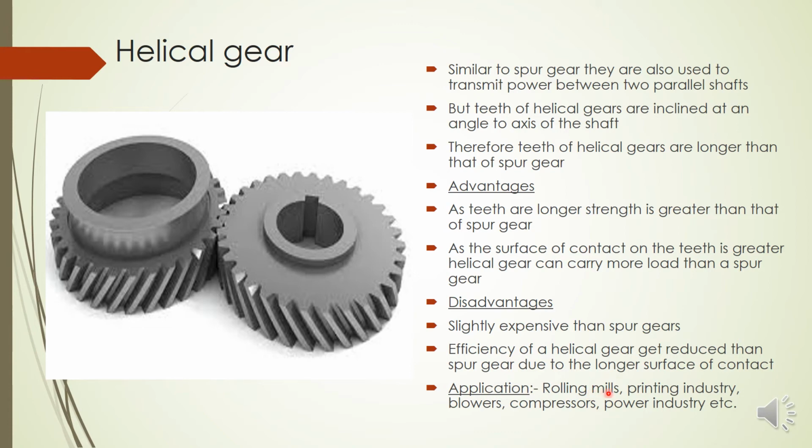As for application, they are mainly used where strength is more important than cost, like rolling mills, printing industry, compressor, blower, etc. They are also used in the power industry. So these are the applications of helical gear. Whenever we have to carry more load and more strength is required and cost is not a problem, we can go for helical gear.